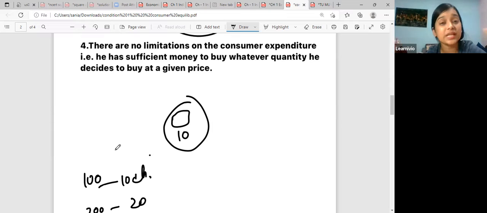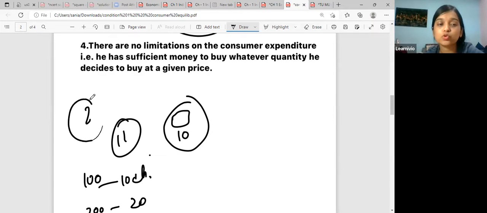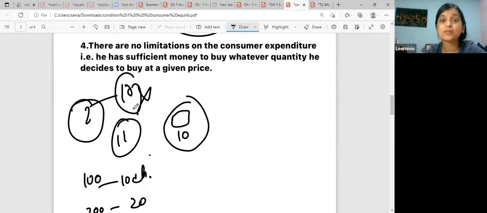So yes, you will purchase 10 chocolates. So you should focus mainly on surplus. Of course, you cannot purchase 11 chocolates because you have only 100 rupees. But you won't be purchasing 2 chocolates. Why? Because you can purchase 10. So you will be purchasing the 10 only, because that is the maximum you can buy.